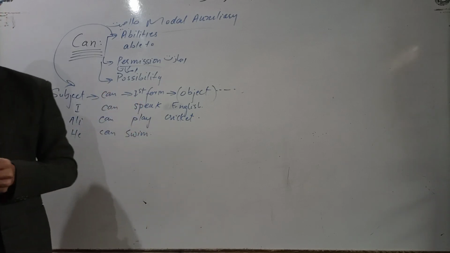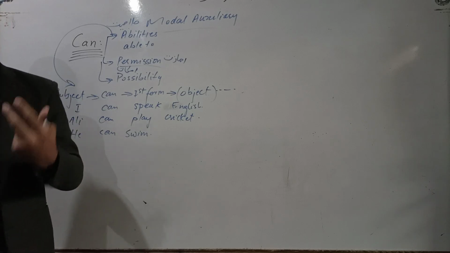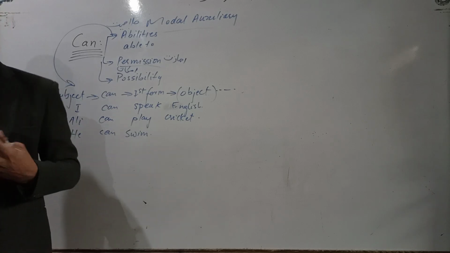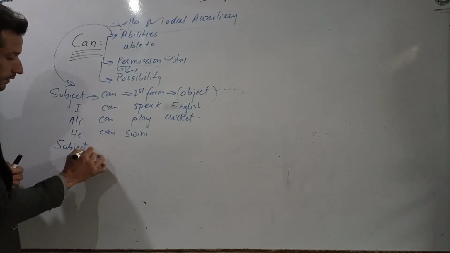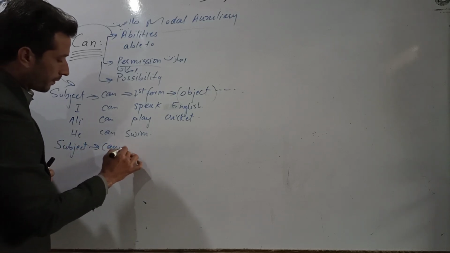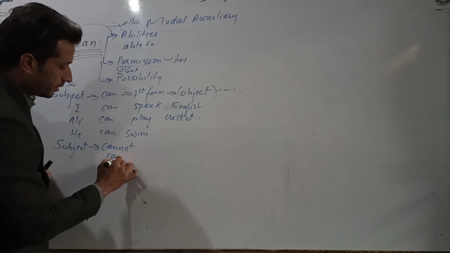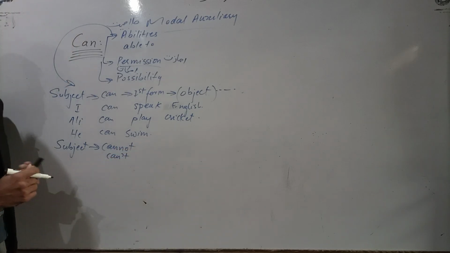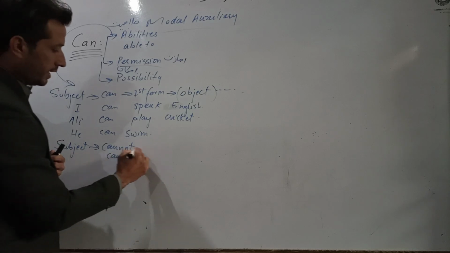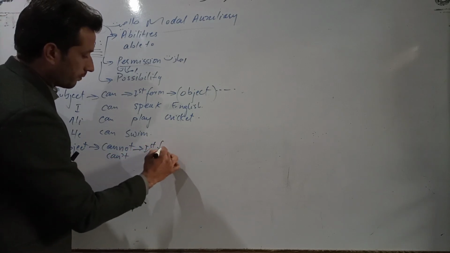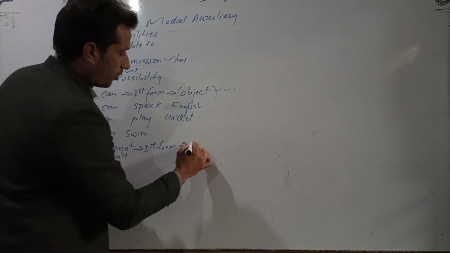But if you think you cannot do something, you are not able to do that, the structure is: subject followed by cannot, or you may shorten it to can't. American say can't, British can't, see? And then first form and then object if any.